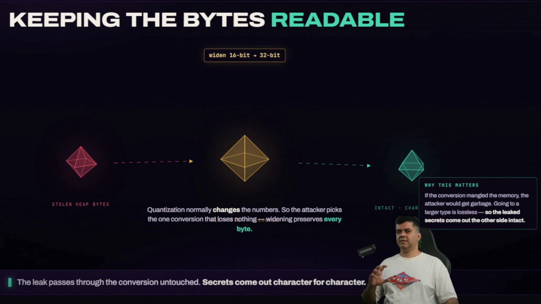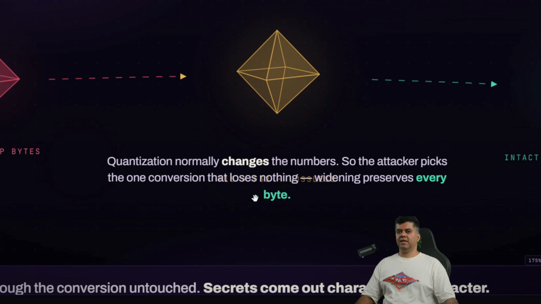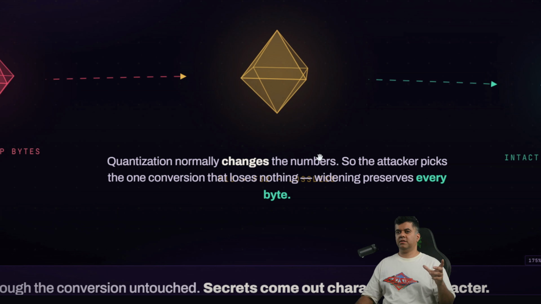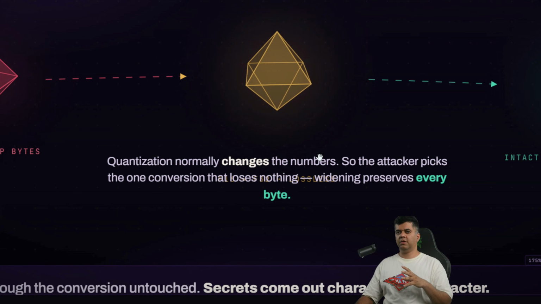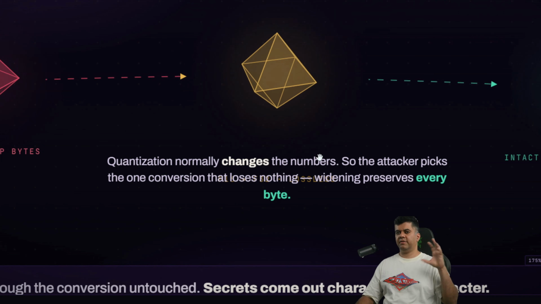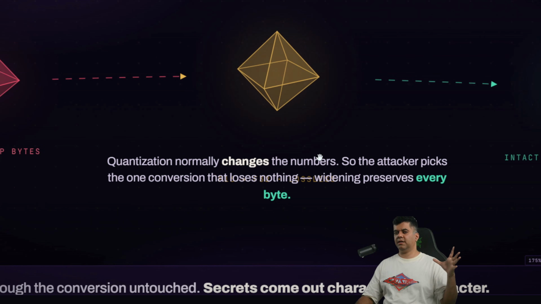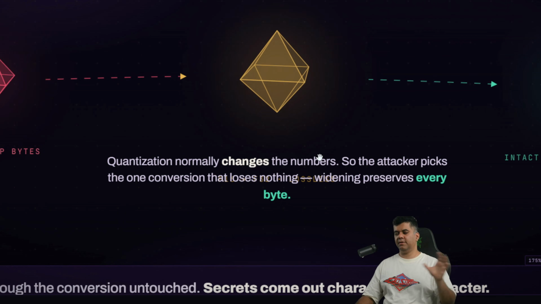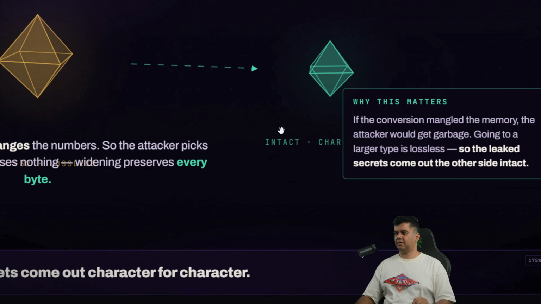Quantization normally changes the numbers, because that's the job of quantization. And if the stolen memory got mangled by the conversion, the attacker would usually get garbage. So the attacker actually picks the conversion that doesn't lose anything. They use 16-bit float to 32-bit float, and going to a larger type is lossless, and every original byte is preserved exactly. So the leaked heap memory passes through the conversion untouched and stays in a perfectly readable condition. And the stolen secrets can come out of the other side intact, character for character.